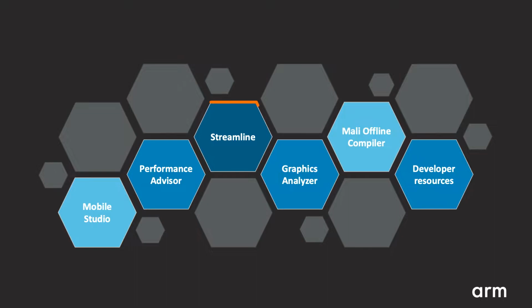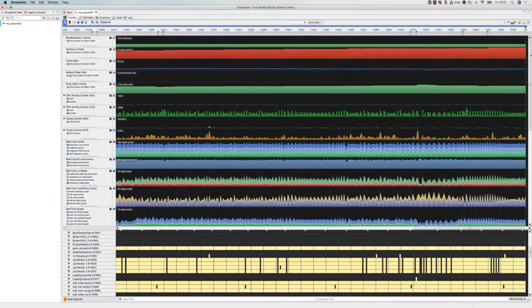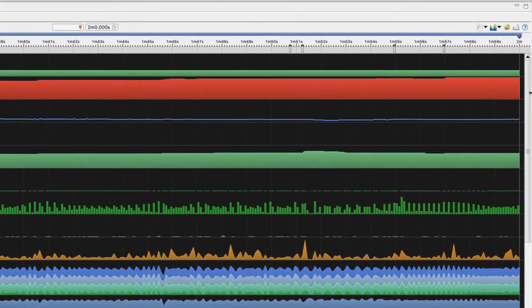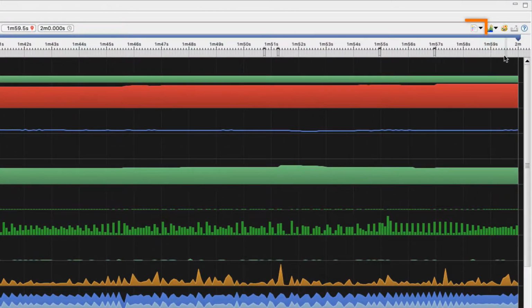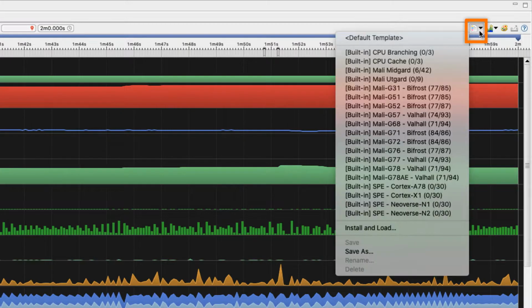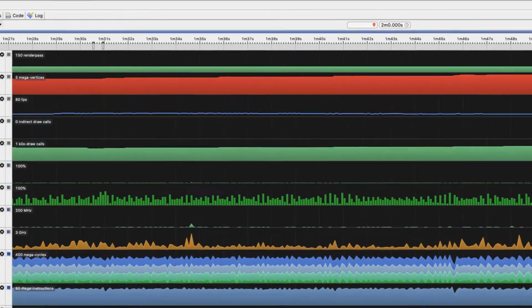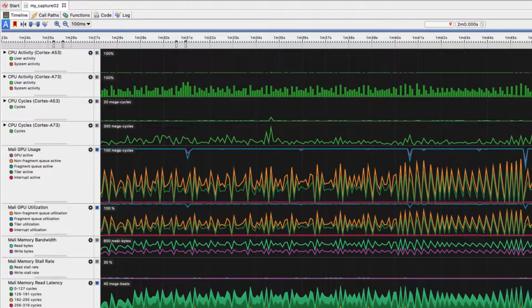Let's go back to the Streamline capture to explore the CPU and GPU counter activity in more detail. This helps us build up a picture of how the device handled the game's content as it passed through the different stages of geometry and pixel processing. Because we used a counter template to select what data to capture, we'll select this template again here to arrange the charts so it's easier to analyse. You can configure the charts in any way you like, but the templates give you a good starting point.